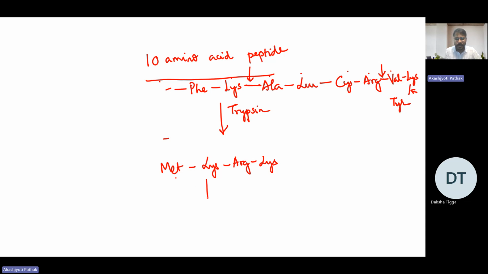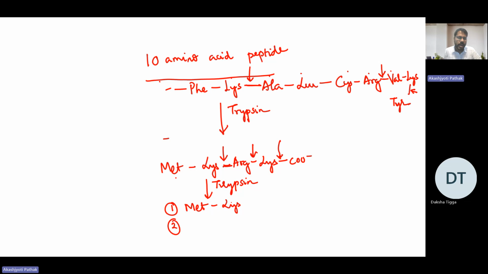Now, if you treat this peptide with trypsin, how many peptide fragments will you get? So your trypsin will cleave at this position, it will cleave at this position, and it will cleave at this portion as well, where they have this COO minus group. So the first peptide fragment that you get will have methionine and lysine. So you will get a dipeptide.